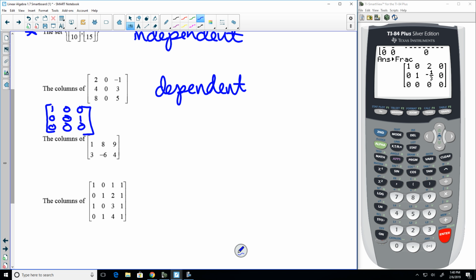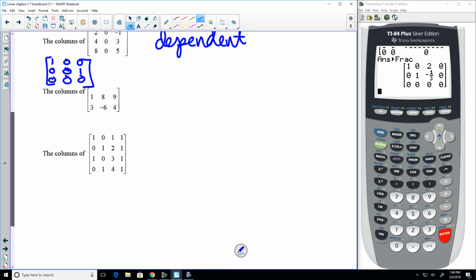Okay, what about the columns of this matrix? If the columns are vectors, there are 2 vectors of size 2. I have 3 of them. So I have more columns than I have rows, dependent. I don't know how that row reduces, but I know I have at least one free variable. I have to have one.